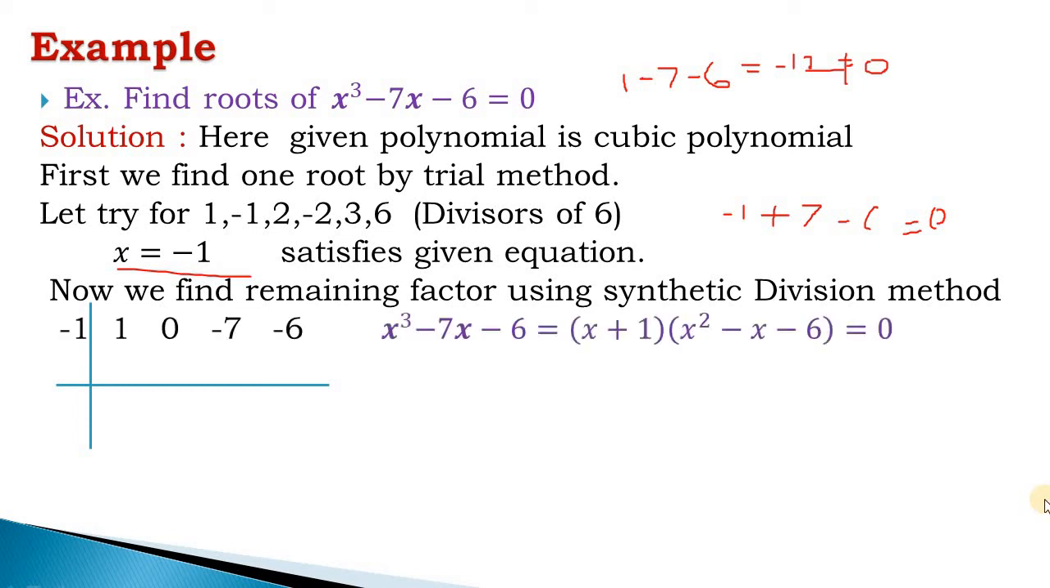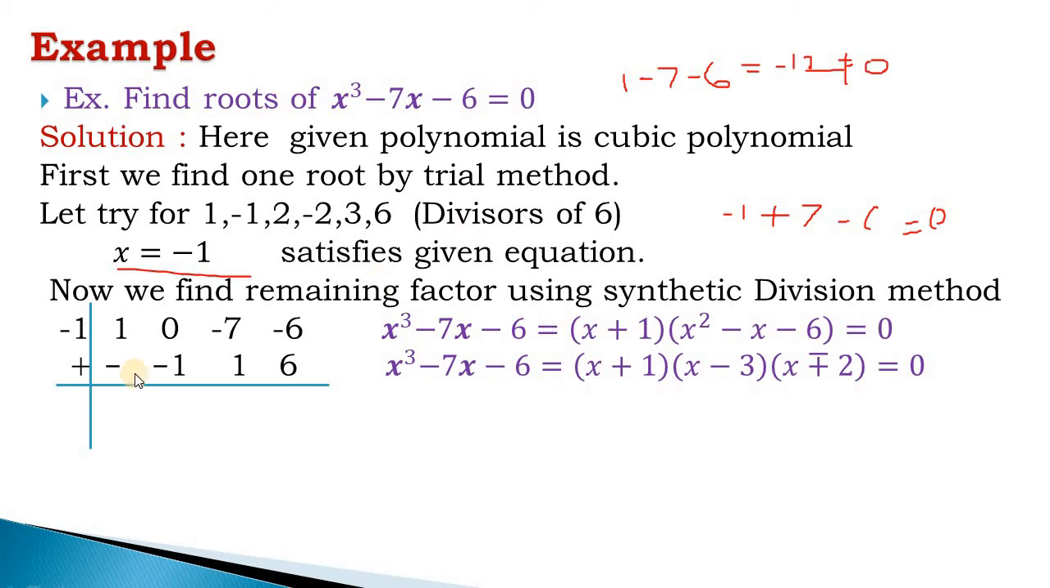Now we find the other factor using synthetic division. First I write the coefficient of x cube, which is 1. Then 0x square: there is no term of x square, so we write 0x square. Then minus 7x, so the coefficient is minus 7, and minus 6. Now the root is minus 1, so I write it here. Now what do we do? I take the first number as it is.